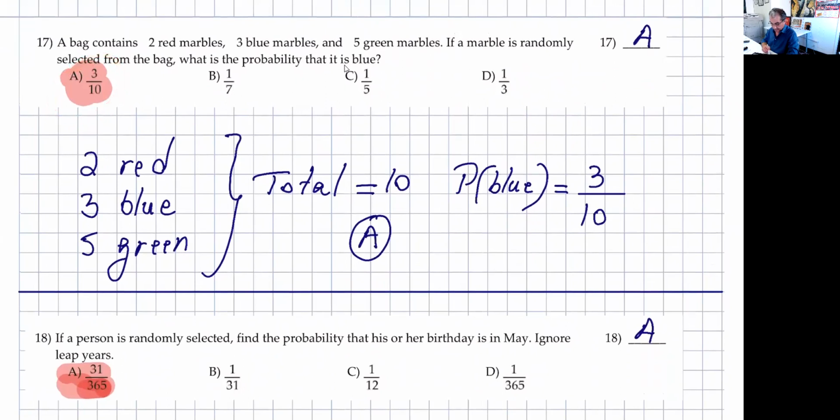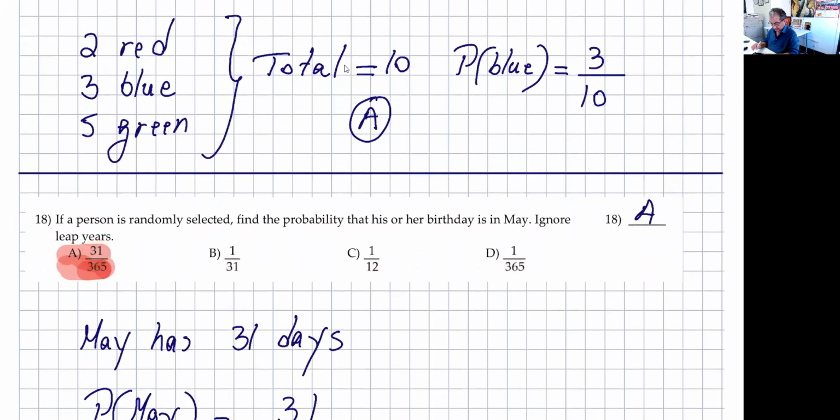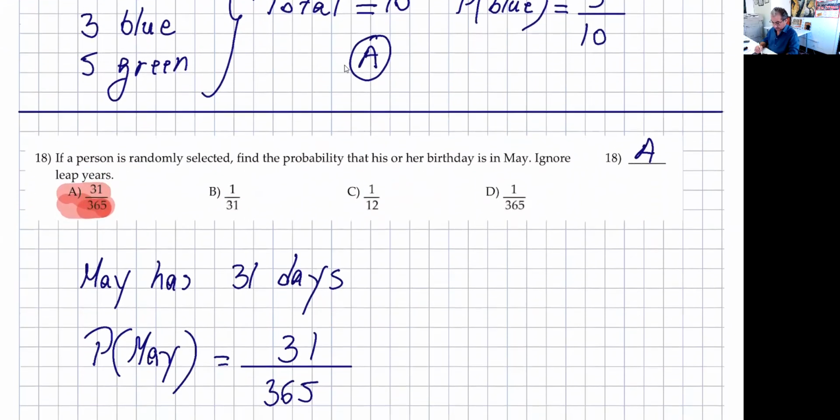Number 18, if a person is randomly selected, find the probability that his or her birthday is in May. Ignore the leap years. Make sure you don't pick 1 over 12, because you pick the number of days, and May is 31 days, so it's 31 out of 365. So A is the answer, and I put May has 31 days.